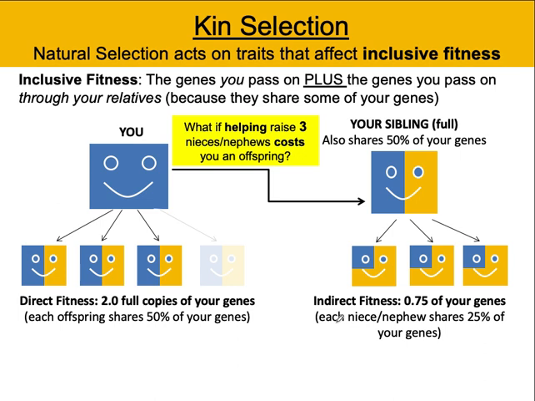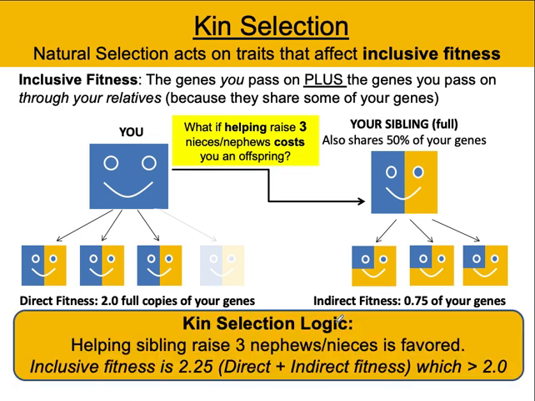So if we are in this position where it costs 1 offspring to raise 3 nieces or nephews, under the logic of kin selection, that would be favored, because helping a sibling raise those 3 nieces or nephews means that your fitness through inclusive fitness is 2.25.